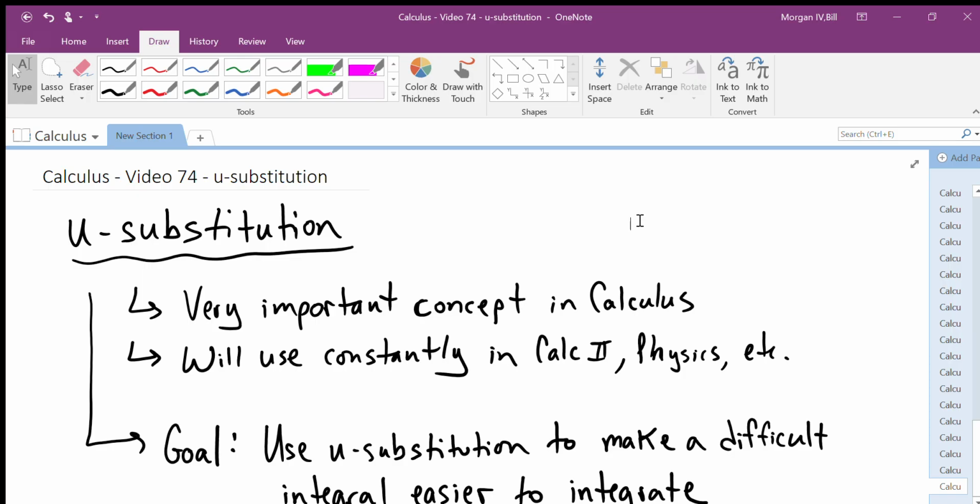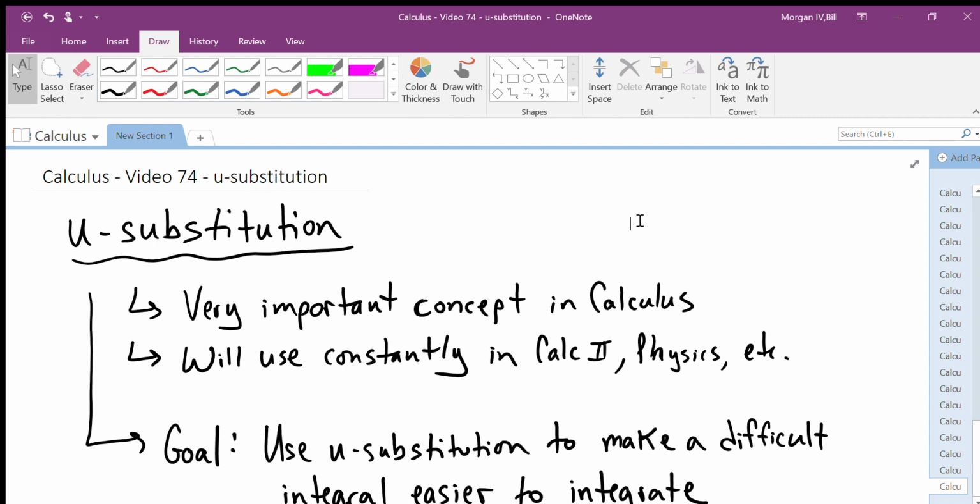First I'll say that there's no magic about the letter U. We could easily say W substitution or V substitution or cloud substitution. We just tend to use U's. So we call it U substitution.